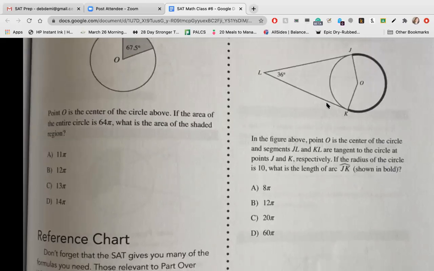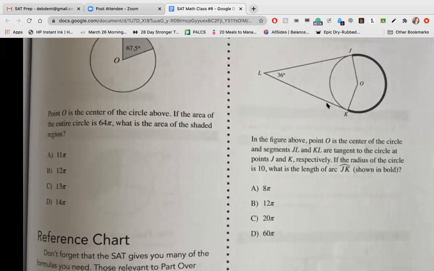So look at that guy. It says in the figure above, point O is, wait, the chat's going on. Oh, what page? Oh, hi, Chad. How come you're not showing up? Your camera, you don't have a camera? I don't see you at all here. We are on page 111. All right, good to know you're here, Chad.